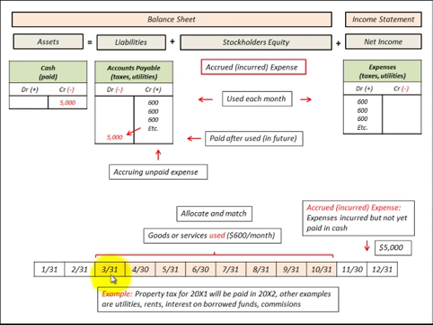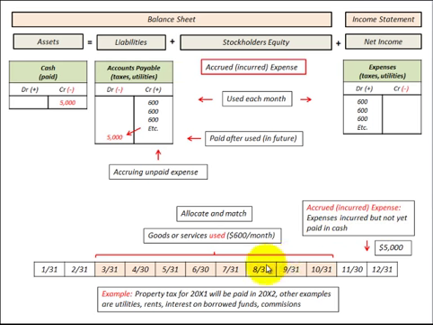So just looking here at this time frame, I looked at a March through October time frame where goods or services were used, and I looked at them here at $600 per month. Now, these goods or services were accrued or incurred expense. The expenses were incurred, but they're not yet paid in cash.